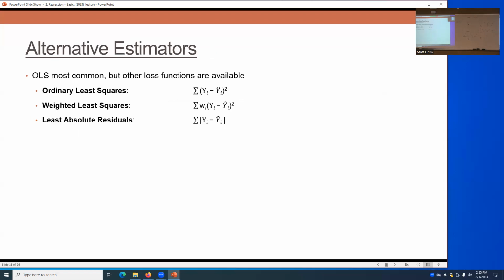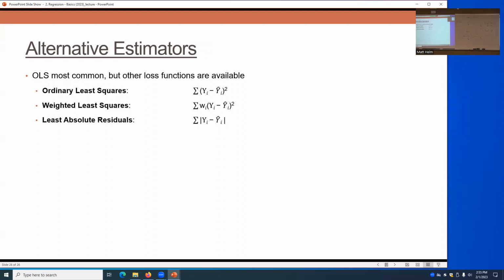All right, so ordinary least squares, most common, right? What we're almost always trying to do in our regression model is minimize the squared residual for each observation, but other loss functions are available here. Ordinary least squares, we're looking at trying to minimize the function of the observed value relative to the mean of y, as opposed to the expected value of y, okay?